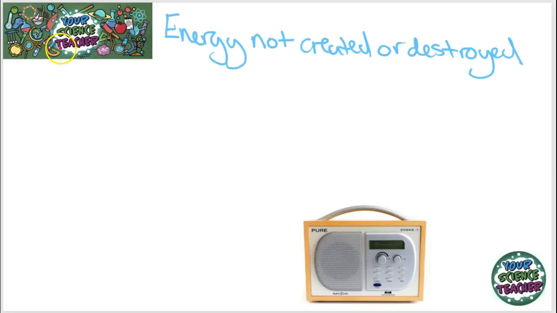First thing we are going to look at in this video is energy. And the first thing you've got to know about energy is energy cannot be created or destroyed. It can only be transformed between forms. But what forms can energy exist in? We need to look at different types of energy stores.